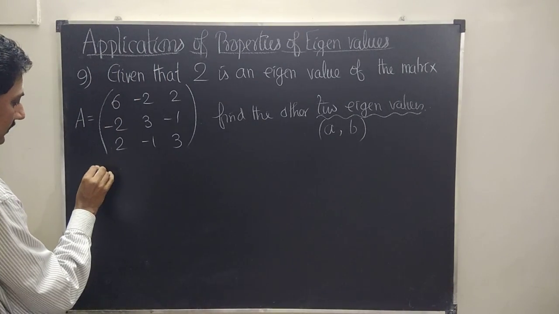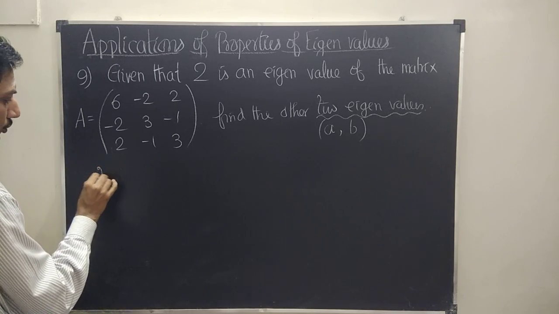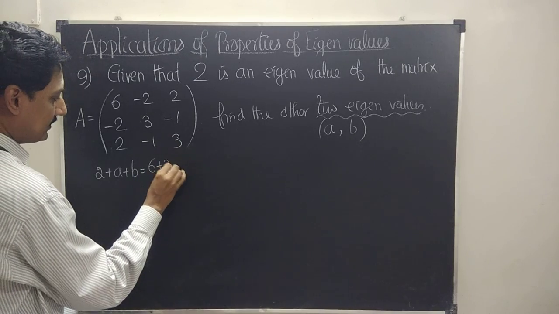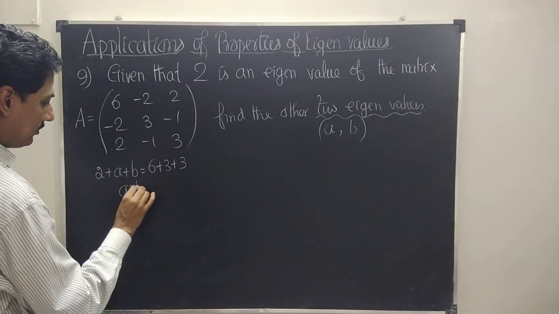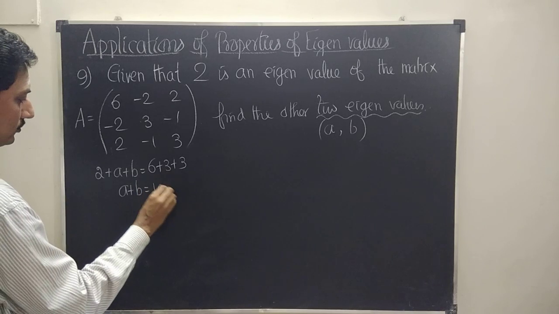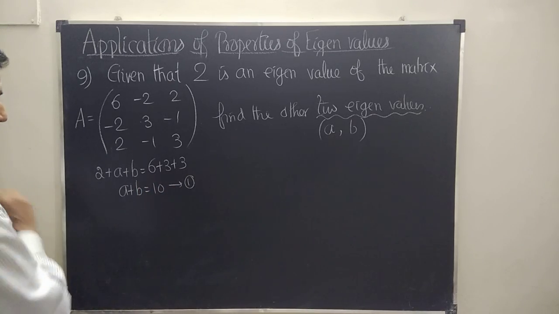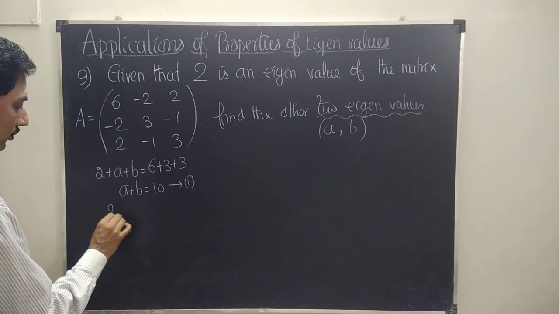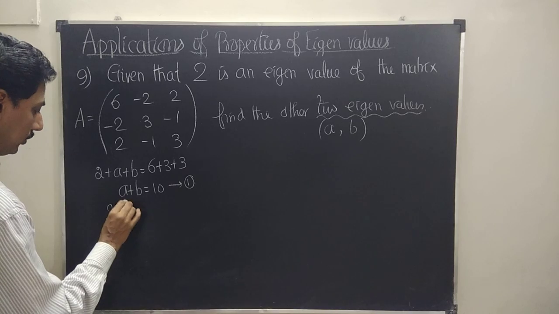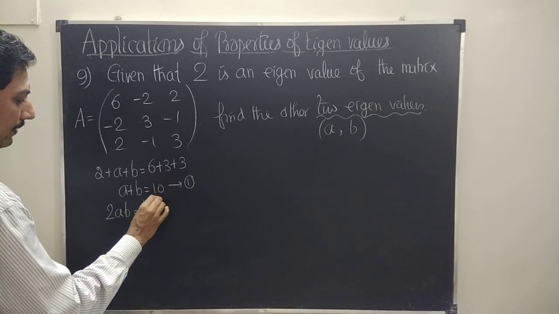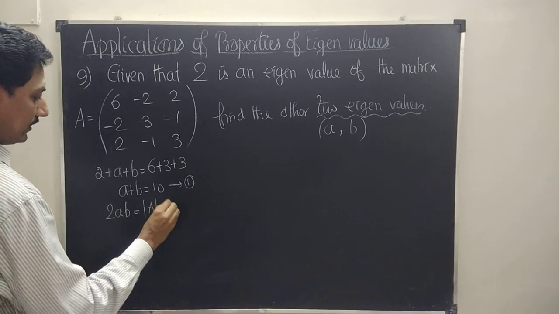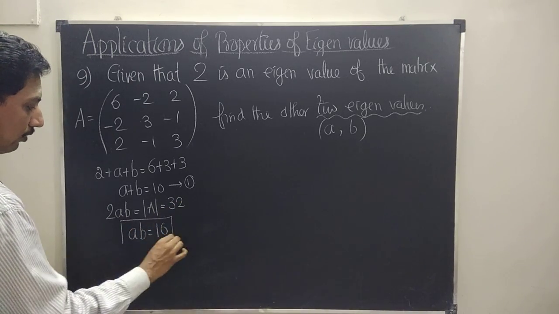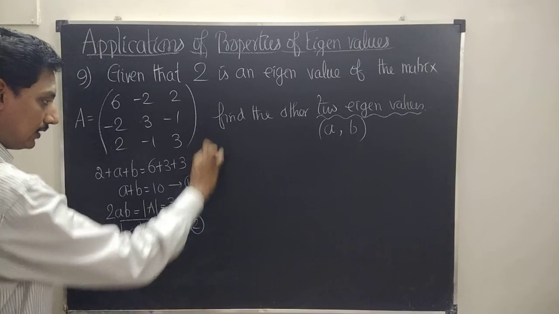By the property, sum of the eigenvalues: 2 plus A plus B is equal to sum of the leading elements, 6 plus 3 plus 3. So A plus B is 12 minus 2, 10. This is the first equation. Then the second property, the product of the eigenvalues: 2 into A into B is equal to the determinant of the matrix. The determinant of this matrix is 32, so AB is equal to 16. I have only these 2 data in my hand by using the property.